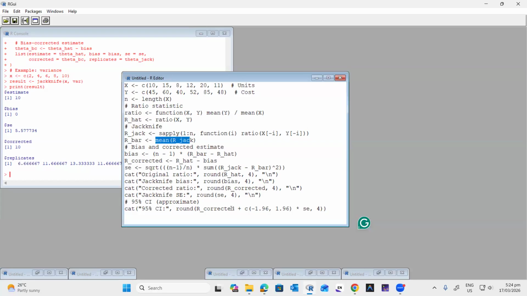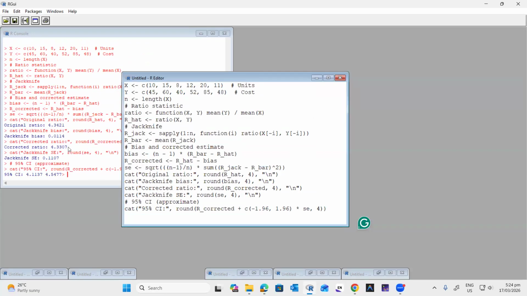And then we will find out the confidence interval of the R corrected from the asymptotic normal method, that is R underscore corrected minus 1.96 and plus 1.96 into standard error. All right, so now run the entire code.